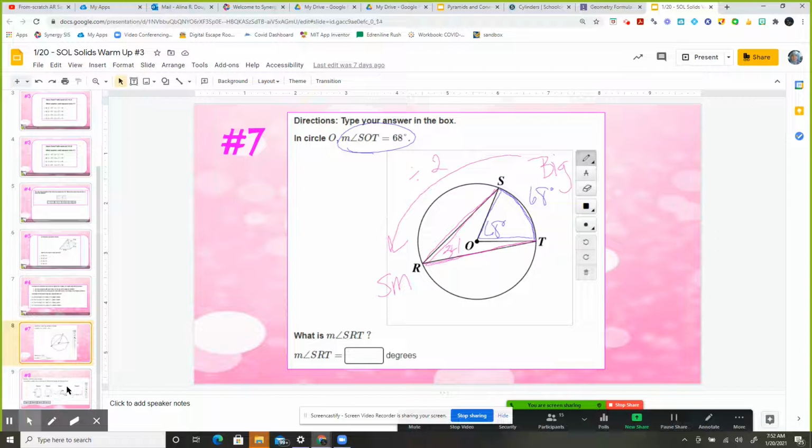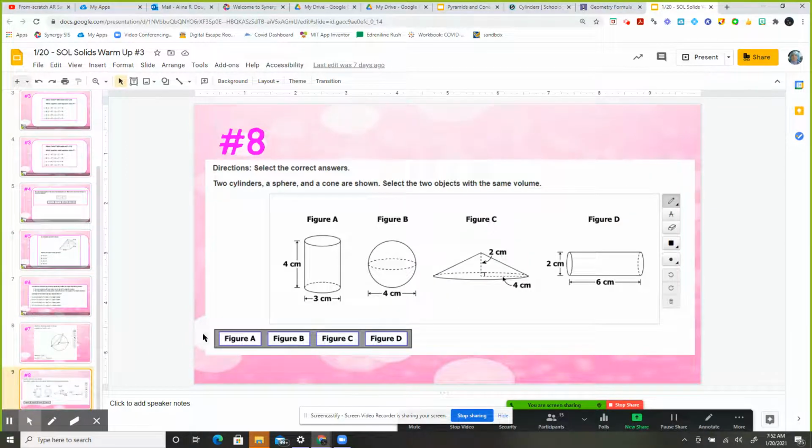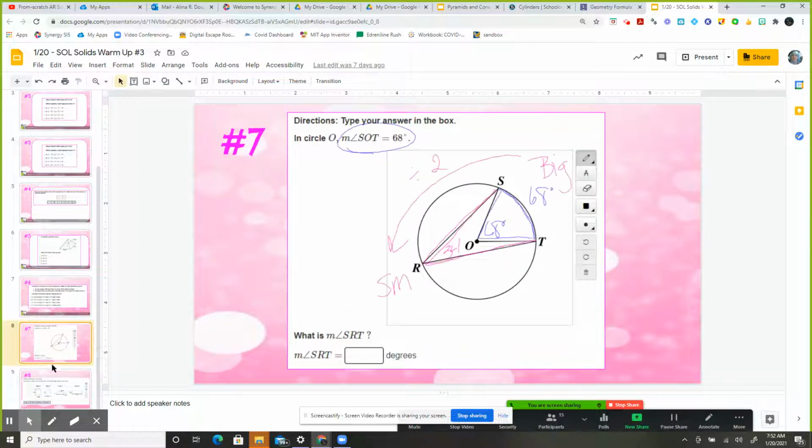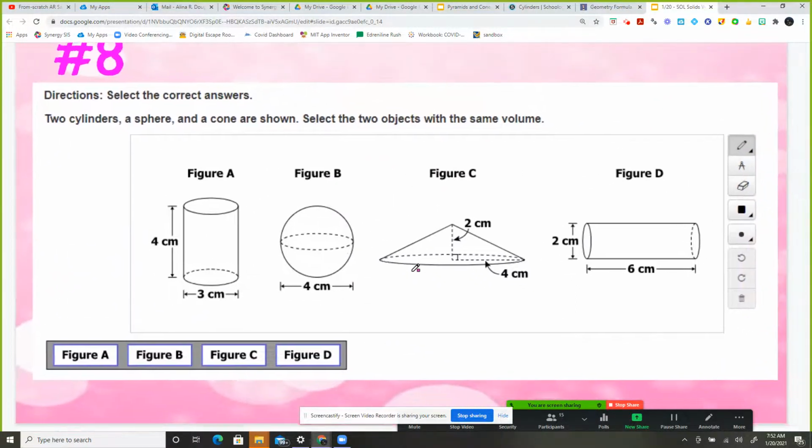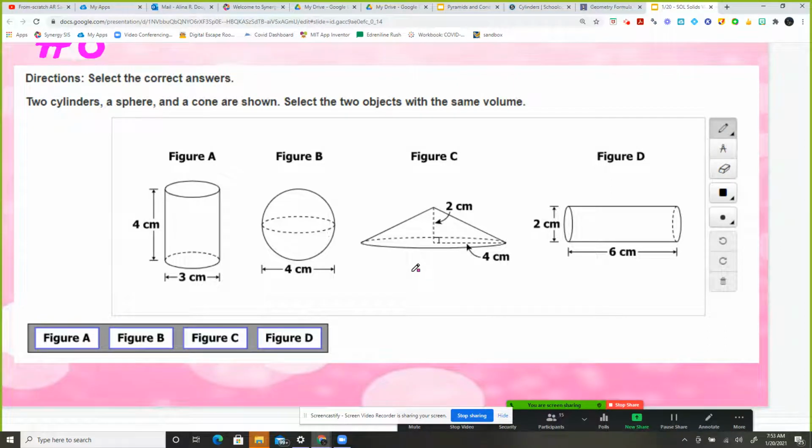Okay, last thing, guys. Two cylinders, a sphere, and a cone are shown. Select two objects with the same volume. What I need everybody to do is choose a shape. Okay? Everybody choose a shape and find the volume of that shape. I'm going to give you 2 minutes to do that. So at 7:55, I need everybody to put some kind of volume in the chat. I'm going to stop sharing for a second while you do that so I can see if I can fix my computer.